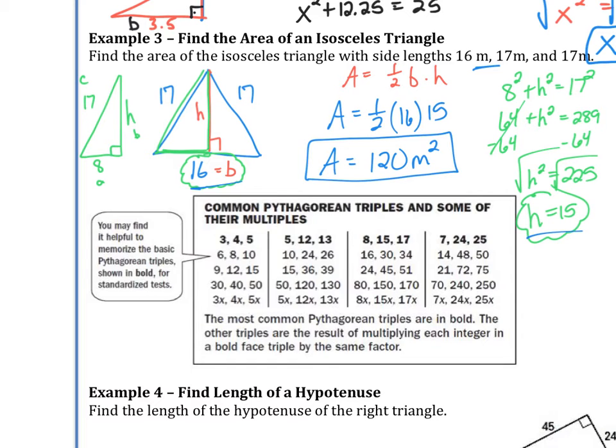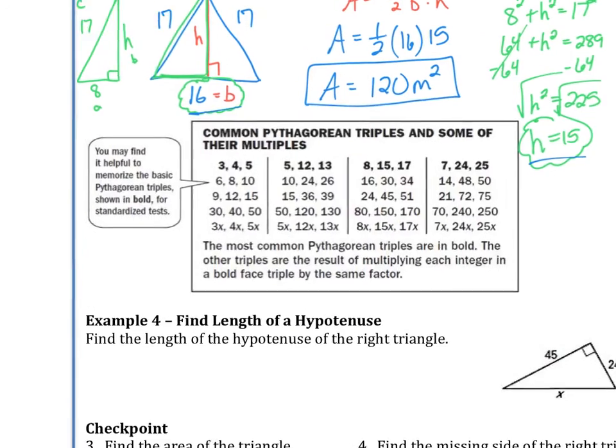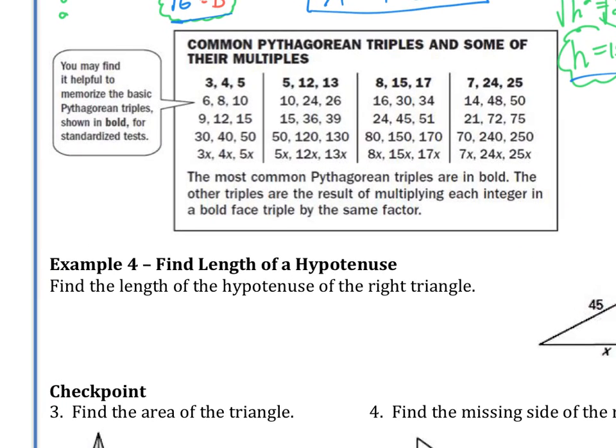Okay, and if you have to pause to catch up, by all means do so. This box right here is the common Pythagorean triples. You might find it helpful. It says to memorize these. You don't have to memorize them, but over time you're going to realize that 3, 4, and 5 is a Pythagorean triple. It comes up quite a bit. 5, 12, and 13 is a Pythagorean triple because 5 squared plus 12 squared equals 13 squared. Same for 8, 15, and 17, 7, 24, and 25. So all those are Pythagorean triples.